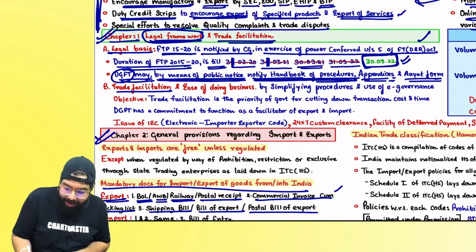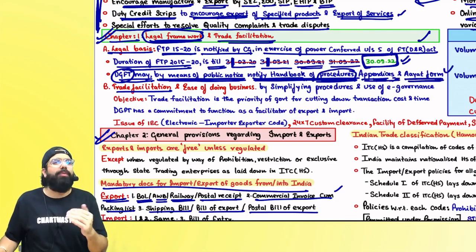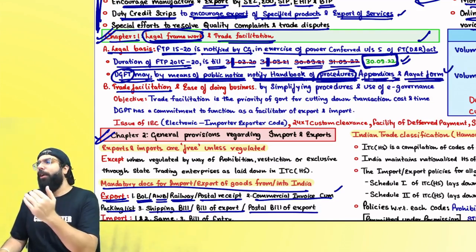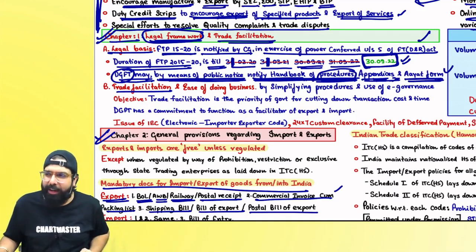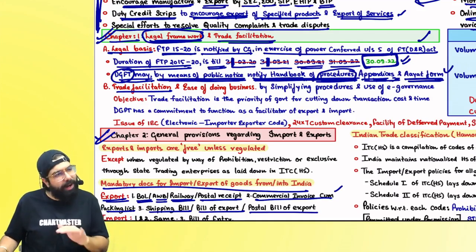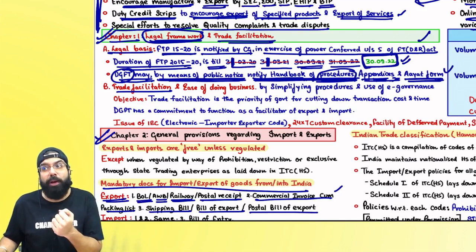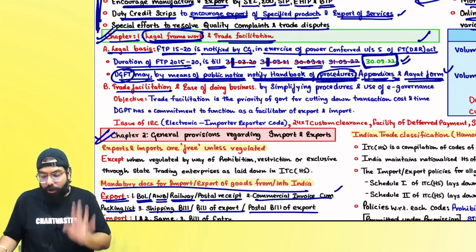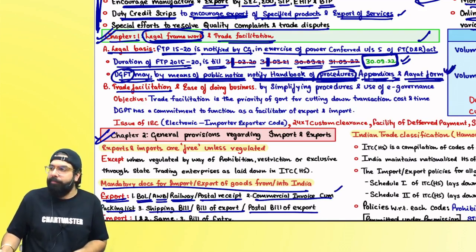The same way he can notify the handbook of procedure, appendices and ITC form. ITC form means all those forms which will be required in your foreign trade. Basically for doing foreign trade, whatever forms etc. will be required. Sir, for example, I want an import export code. Which form will be required? All those things they will notify.